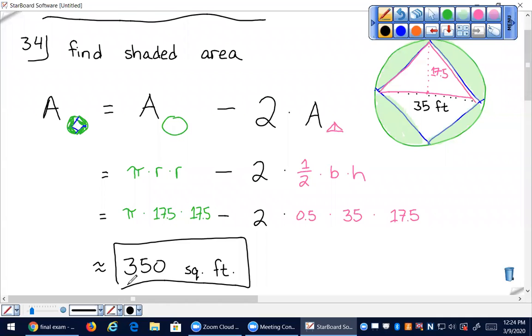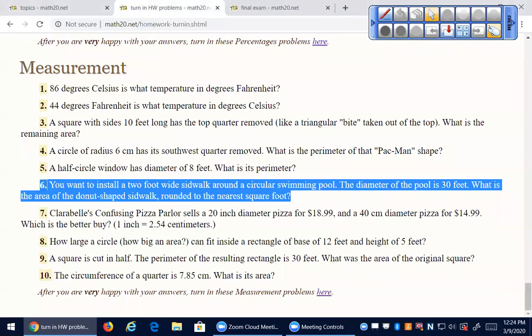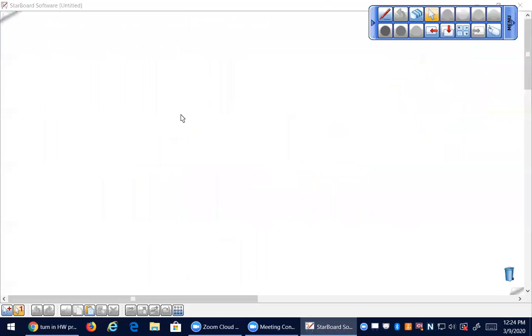Okay, back to homework questions. Any other homework questions people have before we move on away from that? Can we do the circle radius 6 centimeters, southwest corner removed, what's the perimeter of Pac-Man? Sure. Oh, it is number 4.